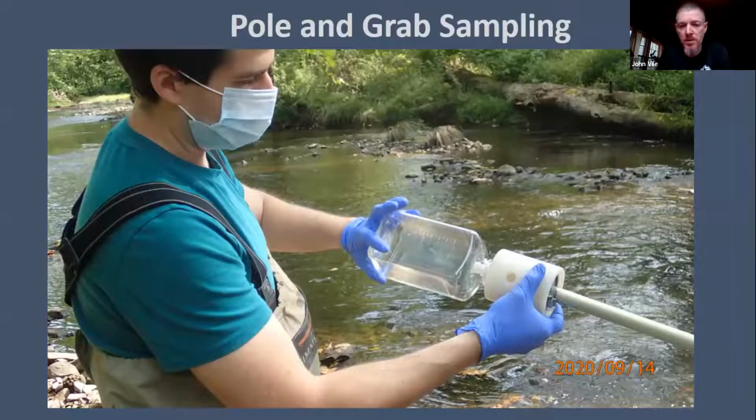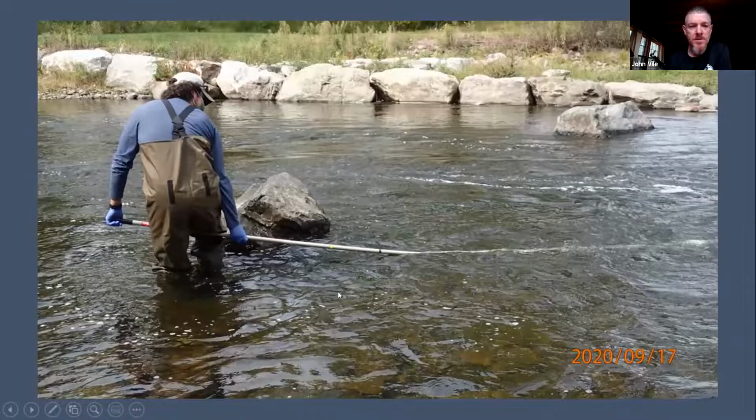So this is a typical pole sampler in which you have a sterilized bottle you attach to a pole. This has a little plunger inside. When you pull a cord, it fills the bottle. This is one of my coworkers taking a sample. The idea is to try to collect that sample as far upstream from you as possible.